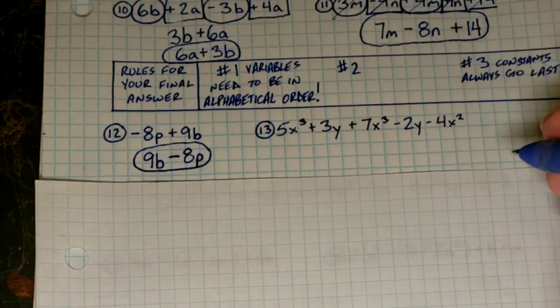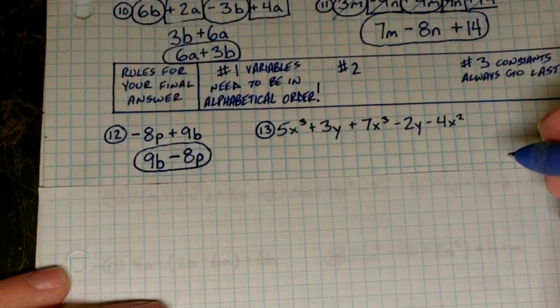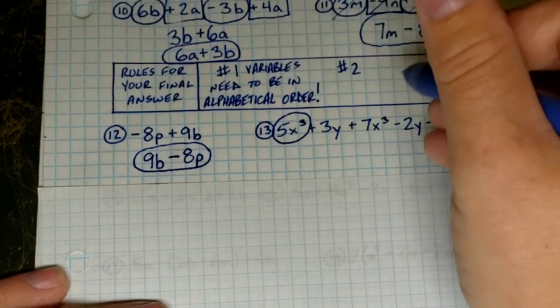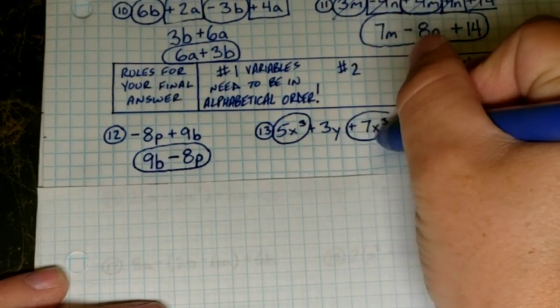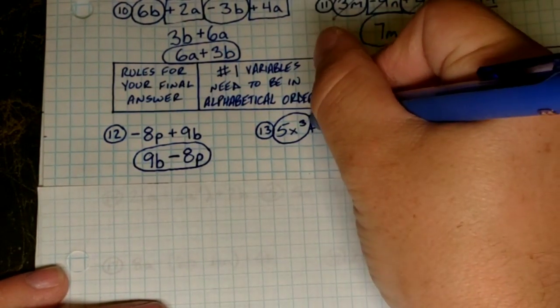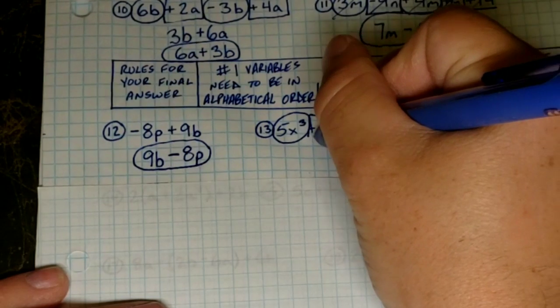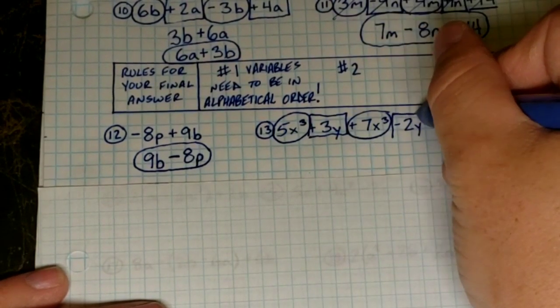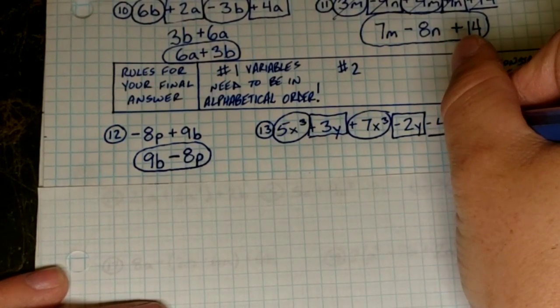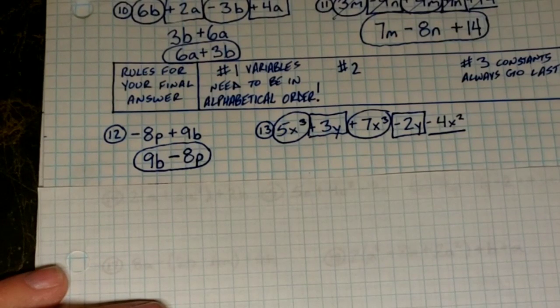All right, number 13, 5x cubed plus 3y plus 7x cubed minus 2y minus 4x squared. Which ones of these are like terms? Well, the 5x cubed and the positive 7x cubed go together. Make sure you get the sign in front of it. The positive 3y and the negative 2y go together. And then again, this little minus 4x squared, it doesn't have a like term.